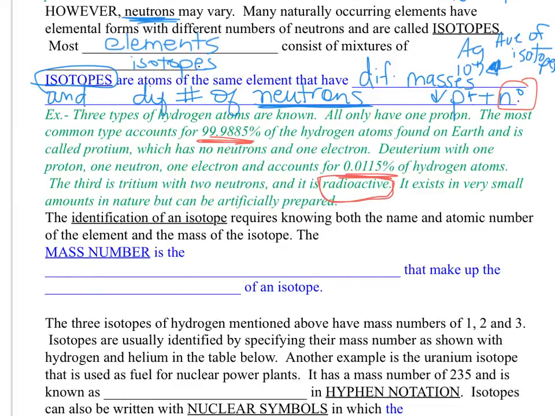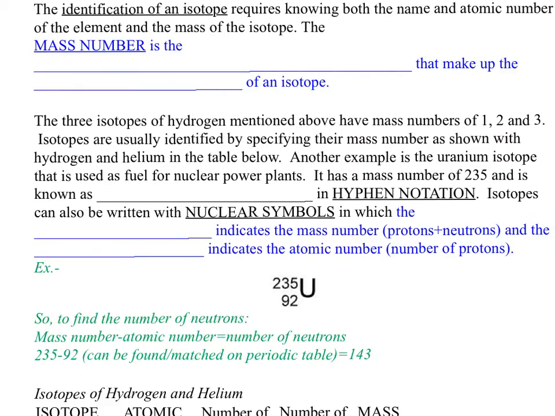So even though they have the same number of protons, they all only have 1 proton, their atomic number is 1, that change in the neutrons is enough to totally change the chemical properties of isotopes. So how do we identify an isotope? It requires knowing both the name and the atomic number of the element and the mass of the isotope.